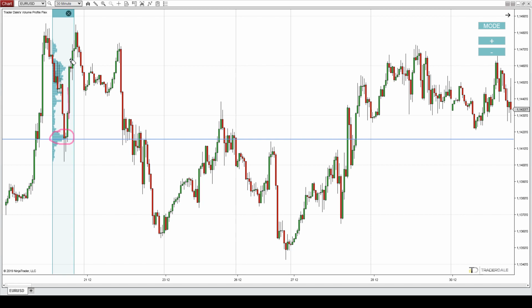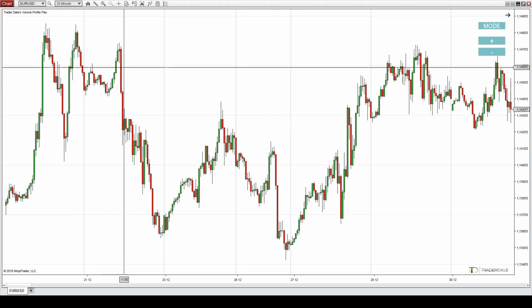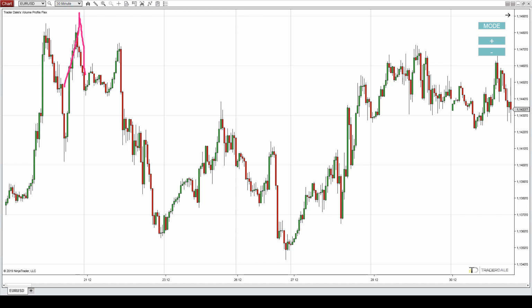So what you do, you wait for a pullback. When the price hits the level, you go long. All right, nice reaction in here. So this trade would be a winner. The next strong rejection is also very close, and it is this one.